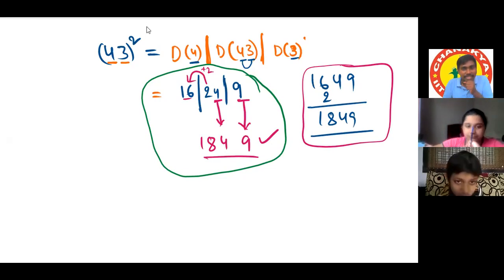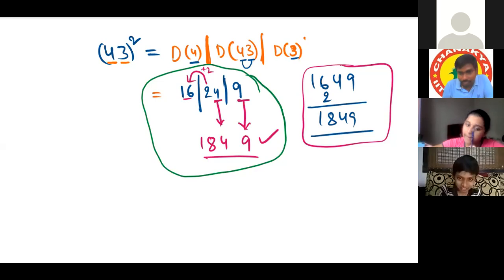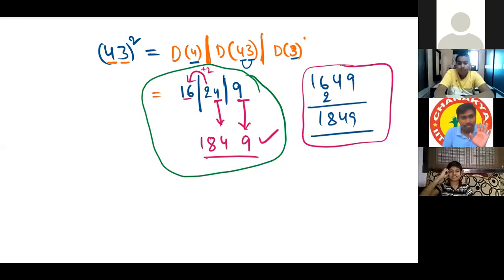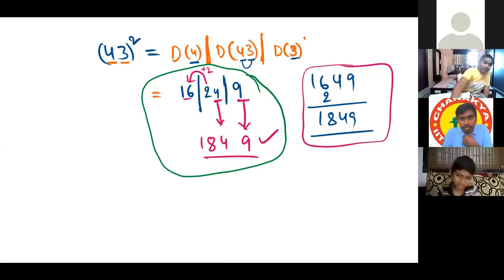Aditi, tell me. Let her ask her doubt. Sir, in the question, instead of 4 there is 2, then 43 square becomes 2 square. Yes.